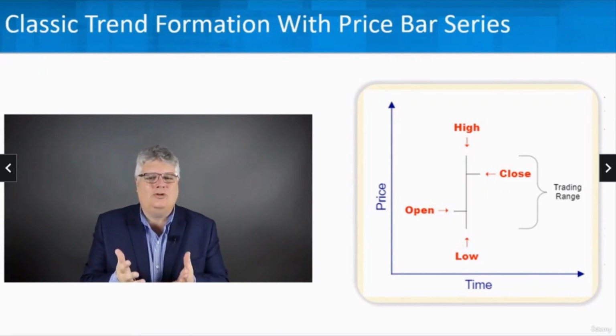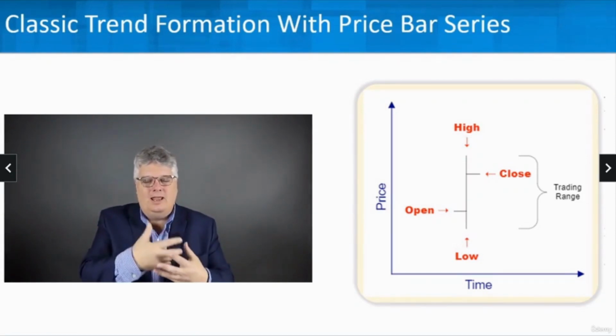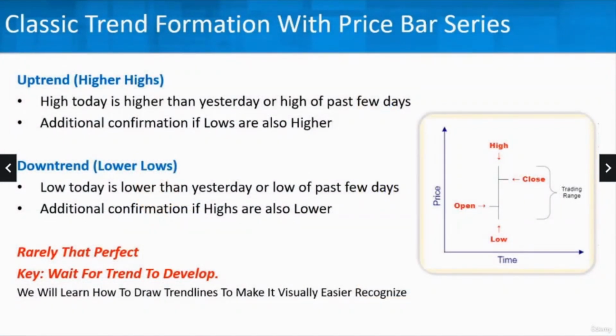So if we look at classic trend formation with price bar series, we're looking at price bars, open, high, low, close, and they have a series of price bars over a period of time. If you're looking at a series and they tend to be, let's say, uptrending, so the highs are higher. You have higher highs. Each day, the high is getting higher than the day before. That gives you some additional confirmation that it might be an uptrend, and additional confirmation if the lows are also higher too. So your highs are higher and your lows are higher, everything's higher and prices are going higher, that can give you a signal of a strong uptrend.